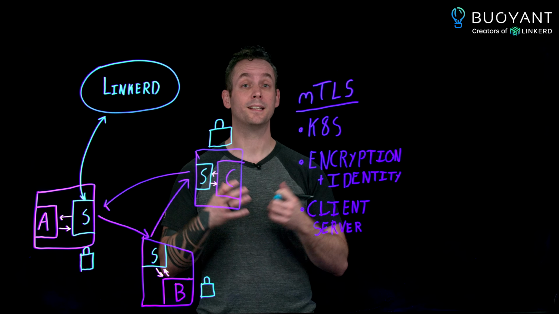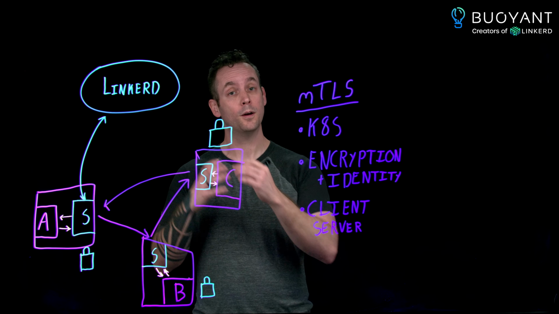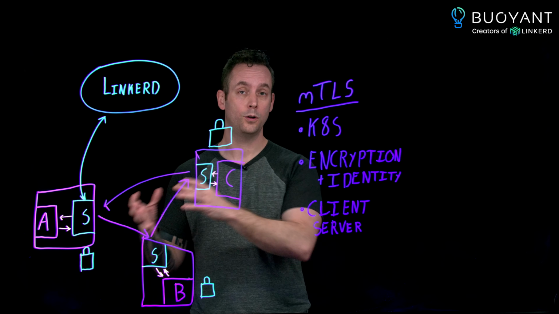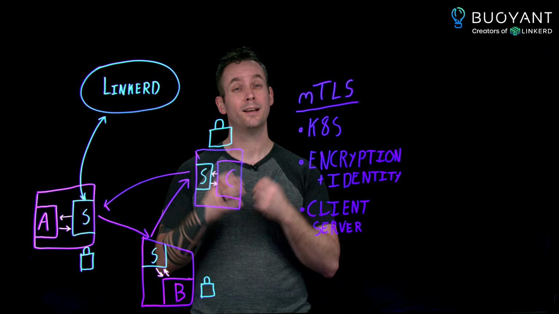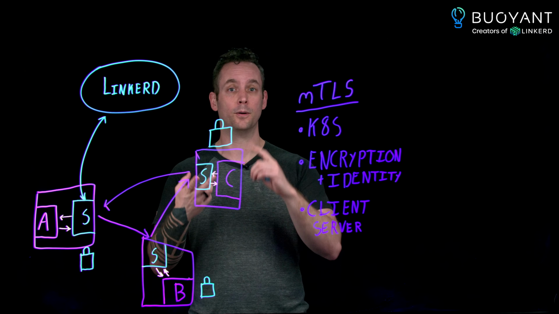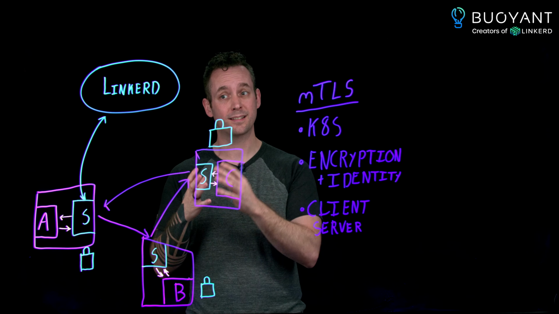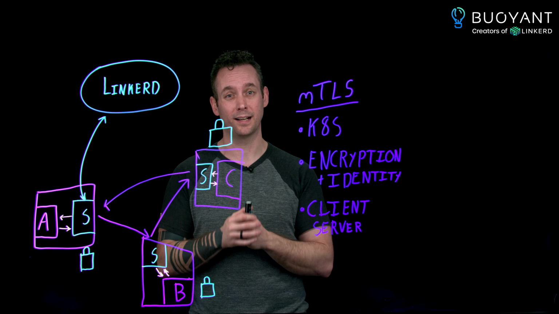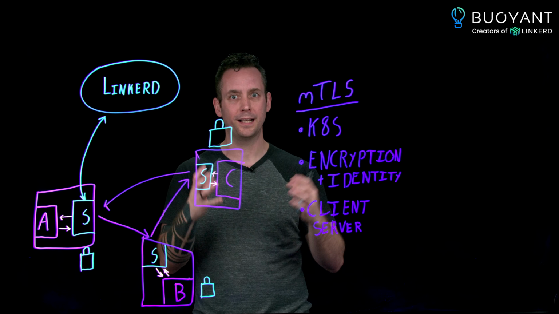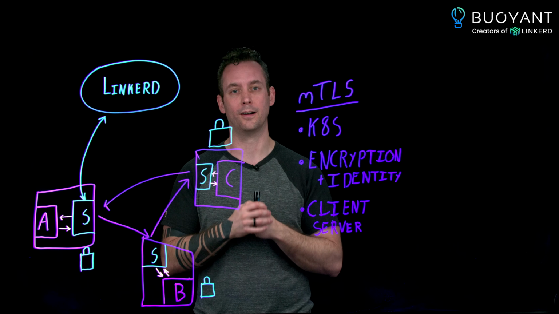mTLS is important because it allows us to ensure that we're able to trust who a given workload is based not on their network ID or some attestation from that application, but instead based on the cryptographic identity that is kind of the underpinning for all secure communications on the internet.